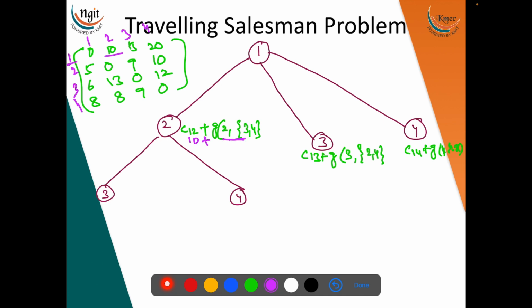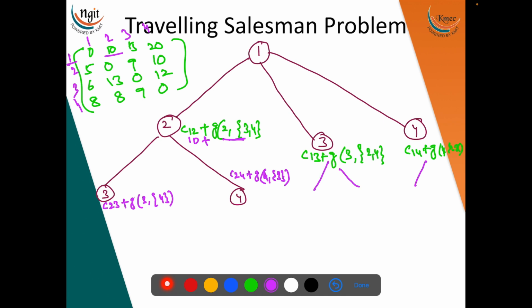But we don't know this value. You have to get it done. So how can I get it done? I am at the second vertex. Now the formula is C23 plus G of unvisited vertices 3 comma 4. Correct? Now at the fourth vertex, it is C24 plus G of 4 comma 3, because he did not visit 3.